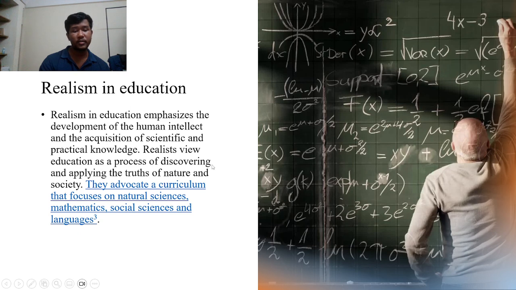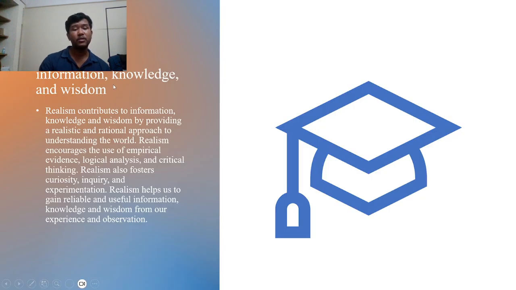Realism views education as a process of discovering and applying the truth of nature and society. So realists say that whatever you are doing can be applied in society for its benefit. You can discover more and more, and they advocate a curriculum that focuses on natural sciences, mathematics, social sciences, and language. Now here we can see natural sciences. What is that? Geographical location, physical science, life science, biology, and mathematics. One and one is two; this one tree and another tree make two trees. So this is the reality in the curriculum. Those subjects are taught so that learners can identify what is really available, what really exists.